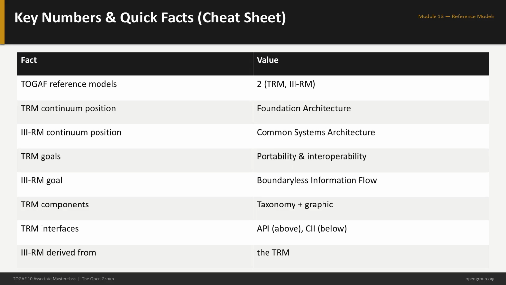Your cheat sheet. TOGAF has two reference models, the TRM and the 3RM. The TRM's continuum position is foundation architecture, the 3RM's is common systems architecture. The TRM's goals are portability and interoperability, the 3RM's goal is boundaryless information flow. The TRM's components are a taxonomy plus a graphic. The TRM's interfaces are the API, above the platform, and the CII, below it. And the 3RM is derived from the TRM. Capture this, for a lower weight topic, it's everything you realistically need to answer the recall questions.